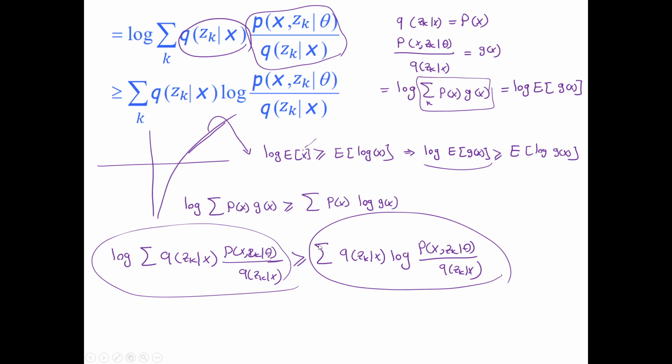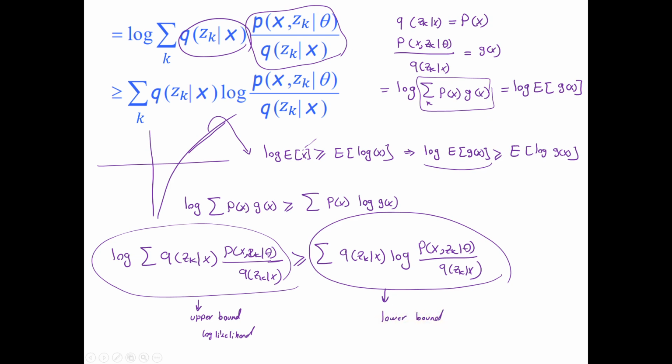And when I replace everything, is this part our lower bound or upper bound? Upper bound, which is our log likelihood. And this one is our lower bound.